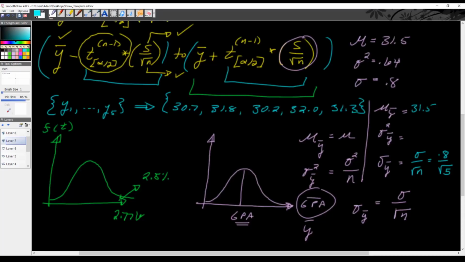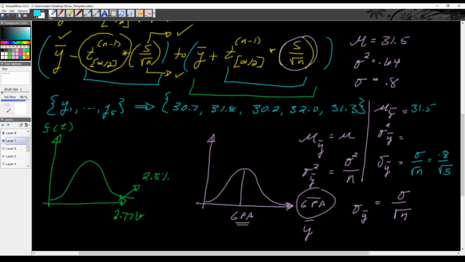So if we assume that the population of all mileages is normally distributed, if this is the case, then the population of all possible sample means is also normally distributed. Even if the population of all mileage is not normally distributed, the population of all possible sample means is likely normally distributed. That's the statistical result that comes out of the central limit theorem.